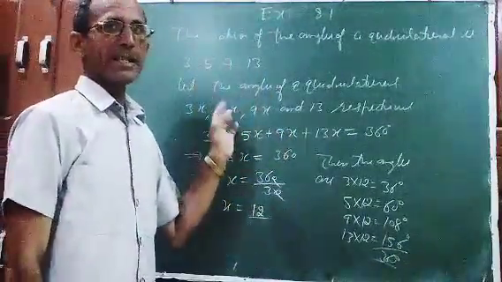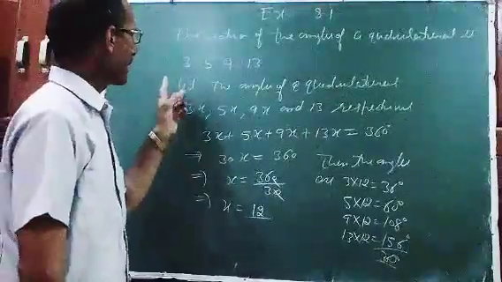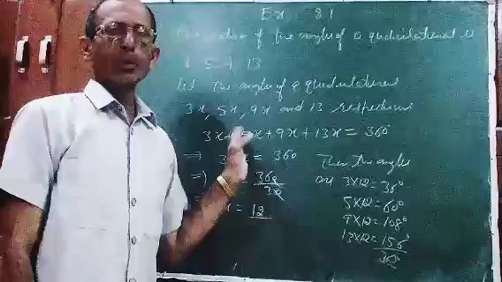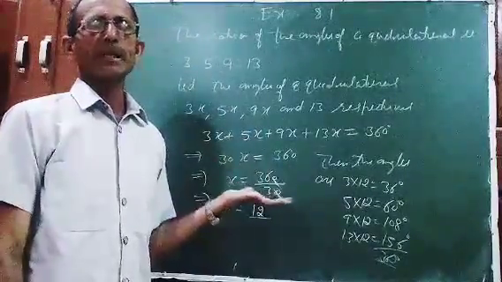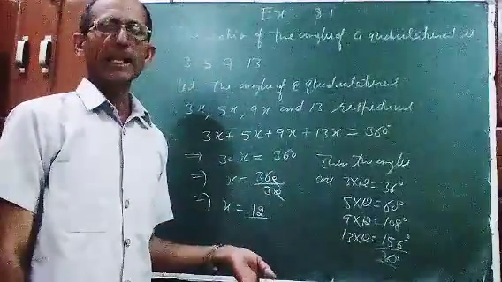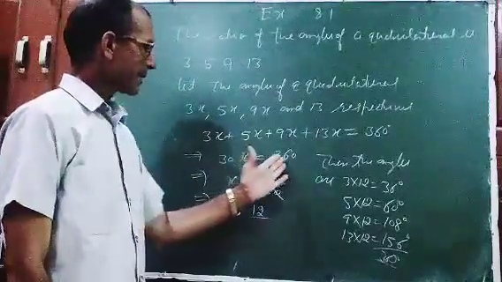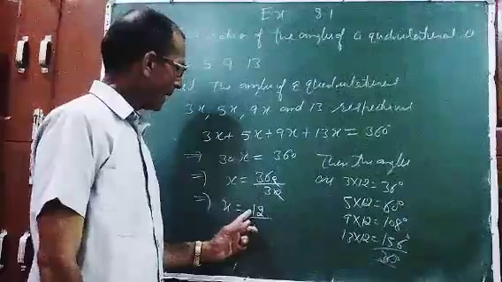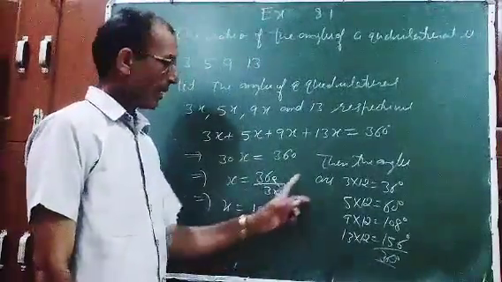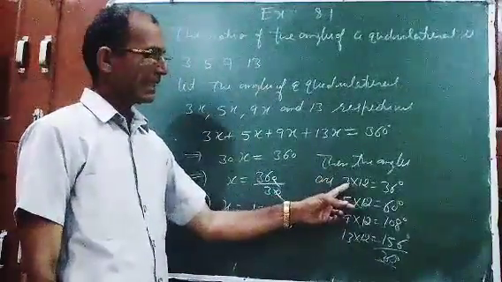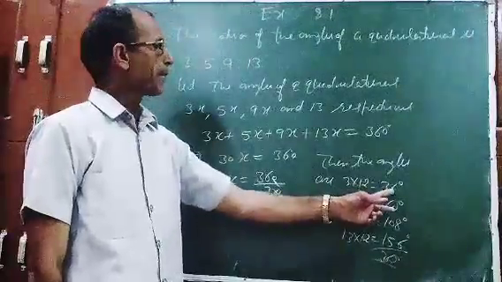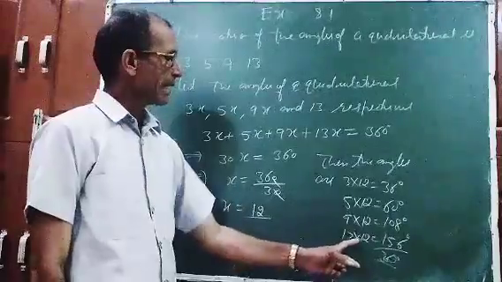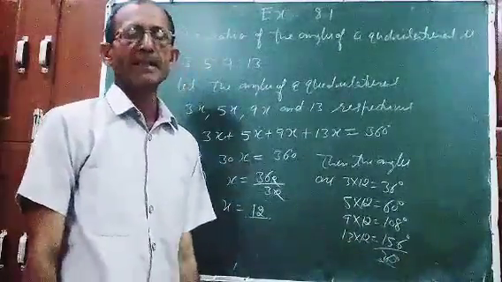So this is a very simple question. The ratio of the angles is given, so I assume the angles 3x, 5x, 9x and 13x respectively. If I add all these 4 angles, their total will be 360 because these are the angles of a quadrilateral. So it will be 30x is equal to 360. The value of x is 360 by 30, so I got x as 12. Now the value of x means multiply with each: 3 multiplied by 12 is 36, 5 multiplied by 12 is 60, 9 multiplied by 12 is 108, and 13 multiplied by 12 is 156. These are the angles.